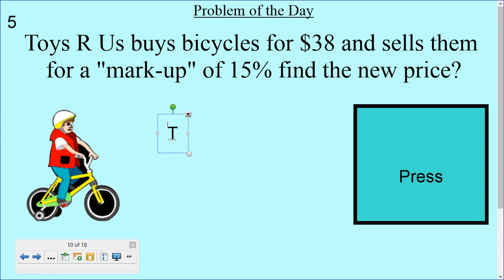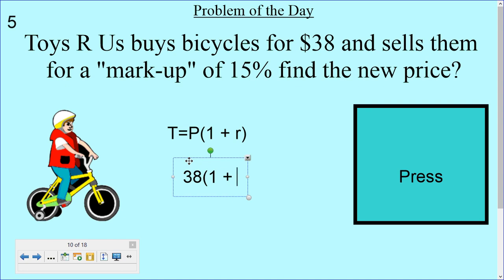T equals P parenthesis 1 plus R. I know my price is $38. That's my price. I'm trying to find the new price, or my total, and I'm going to multiply that by 1 plus the rate of 15%. That's the markup rate. And this is going to be equal to my total.